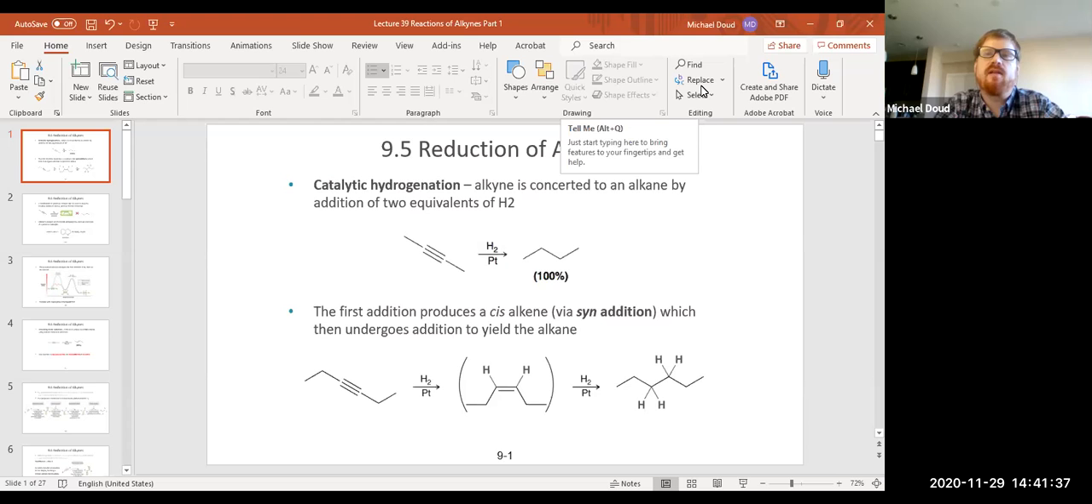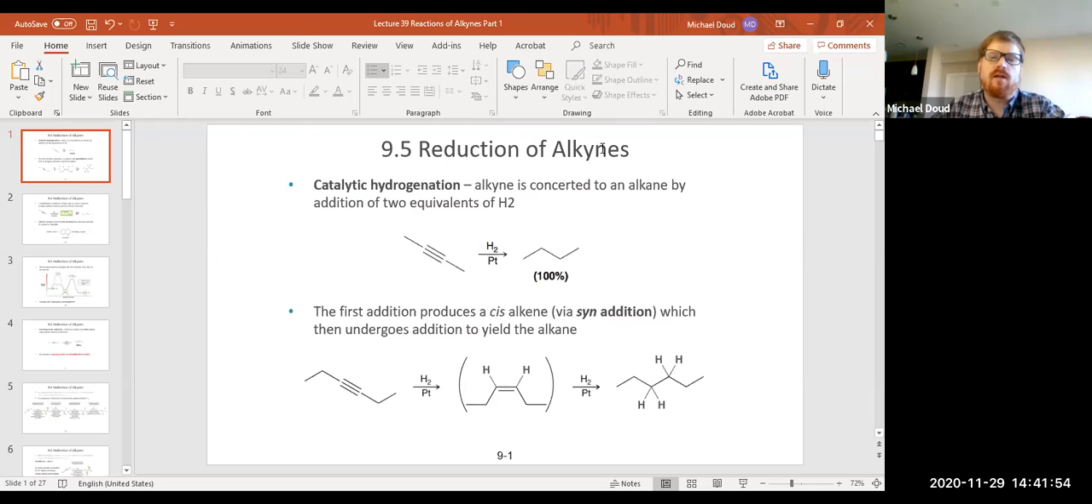Now it's time to talk about the different reactions that you can do to an alkyne. So this is going to look a lot like what we did last chapter with the alkenes. And so we're picking up in section 9.5 in the third edition and 10.5 in the second edition. Okay, so starting off with the reduction of alkynes.